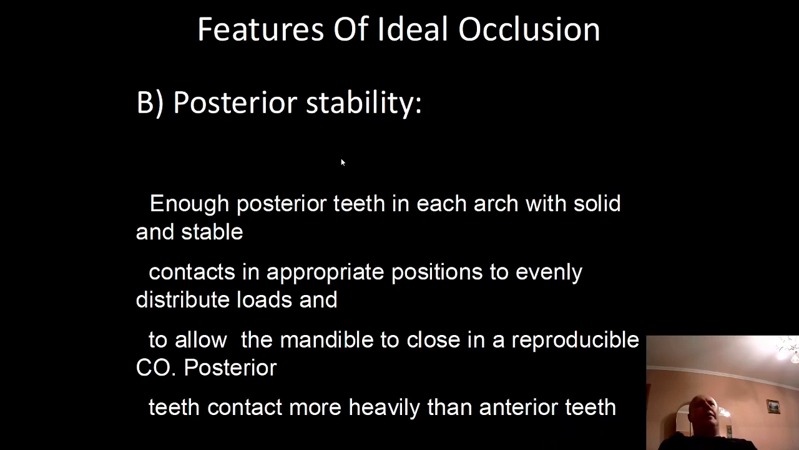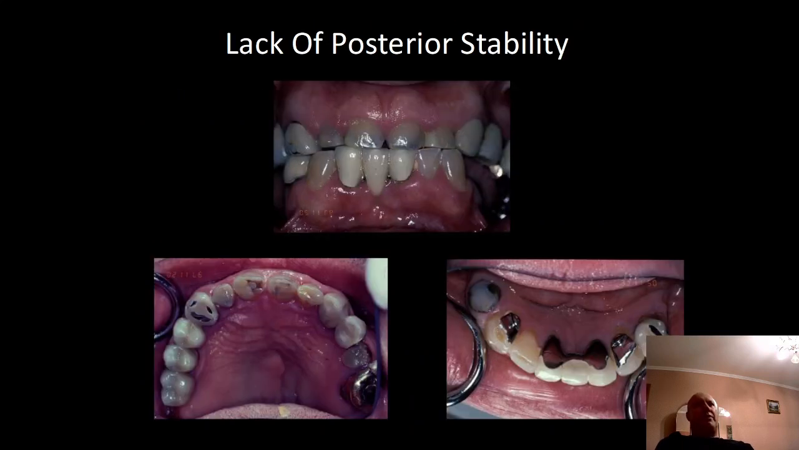Features of ideal occlusion: posterior stability. There are enough posterior teeth in each arch with solid and stable contacts in appropriate positions to evenly distribute loads and to allow the mandible to close in a reproducible way. Posterior teeth contact more heavily than anterior teeth. Lack of posterior stability: here you can see it, they have highly reduced height of front crowns.